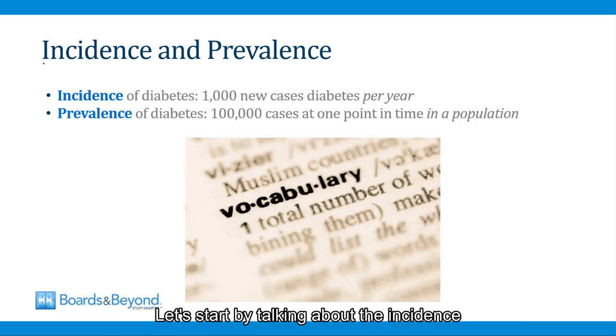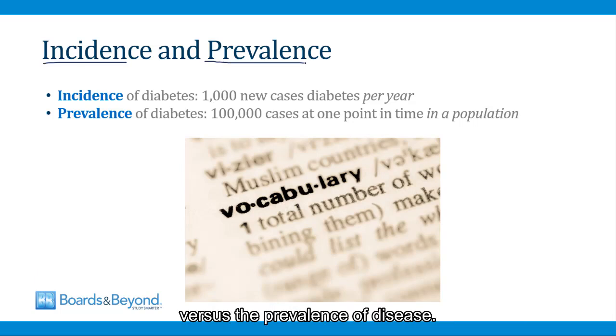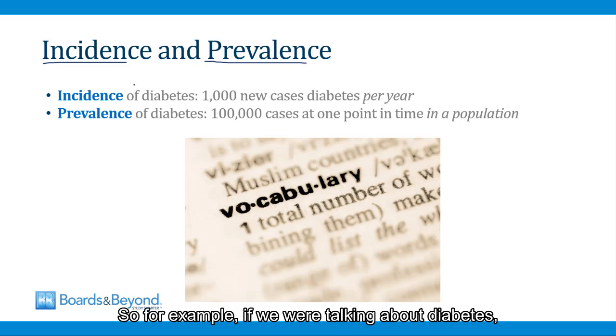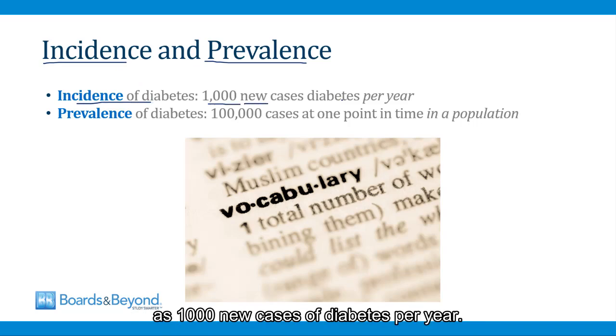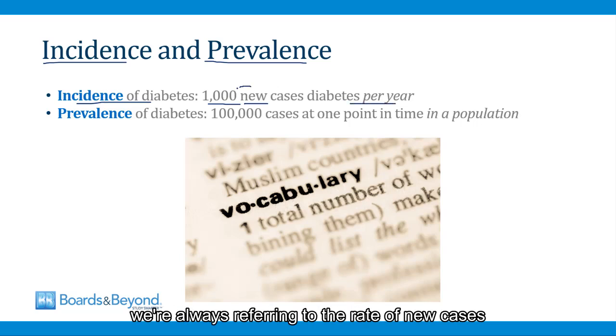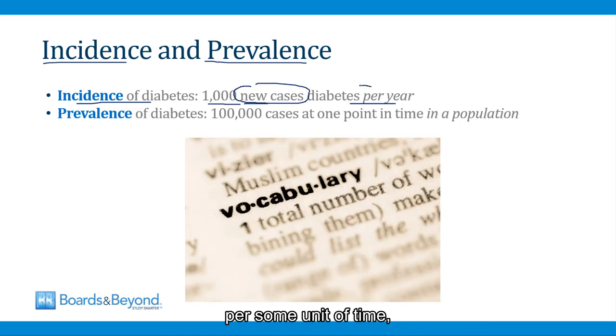Let's start by talking about the incidence versus the prevalence of disease. So for example, if we were talking about diabetes, the incidence of diabetes could be described as 1,000 new cases of diabetes per year. When we refer to an incidence rate, we're always referring to the rate of new cases per some unit of time, like per year, for example.